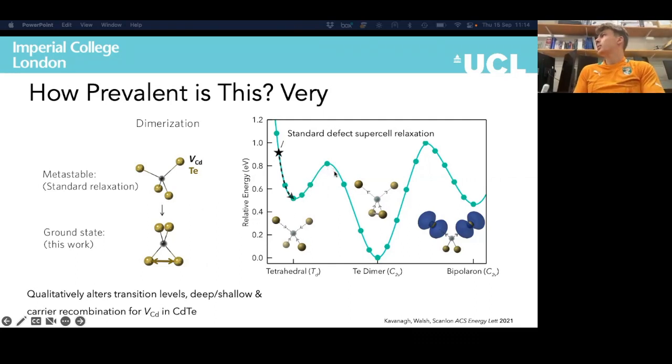But after you go past a certain point, they start to bond with each other, and this greatly lowers the energy. Then you can get to this ground state structure here, where two of them have moved very close together, like 2.5 angstrom, and form this dimer bond that compensates a lot of the dangling bonds formed by the defect. In this case, we find that it qualitatively alters the electronic behavior of the cadmium vacancy in cadmium telluride. It changes it from having 2 transition levels to just 1 deep negative U level, and also qualitatively affects the recombination behavior, which I'll show later on as well.